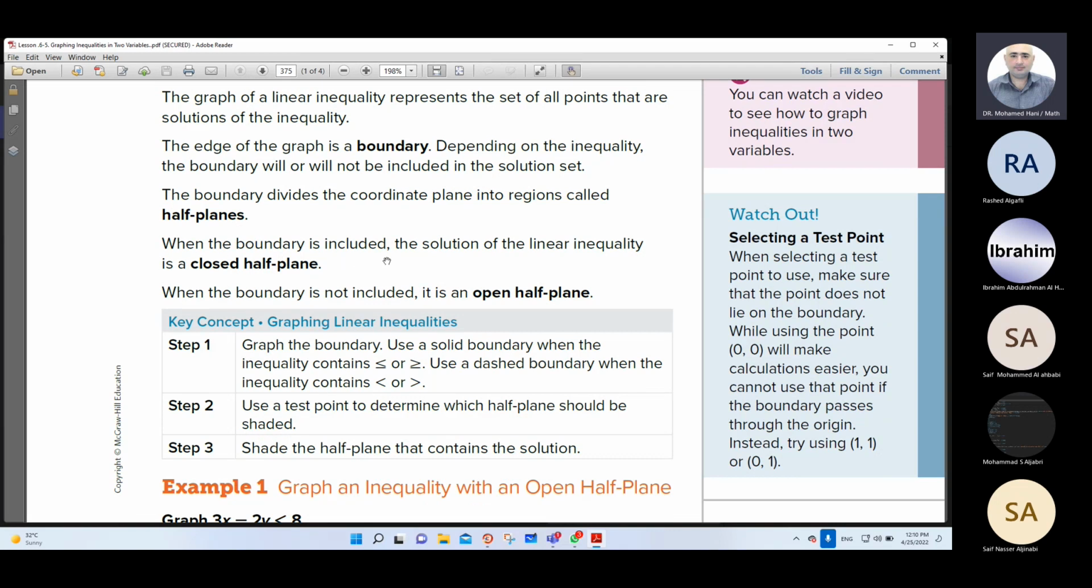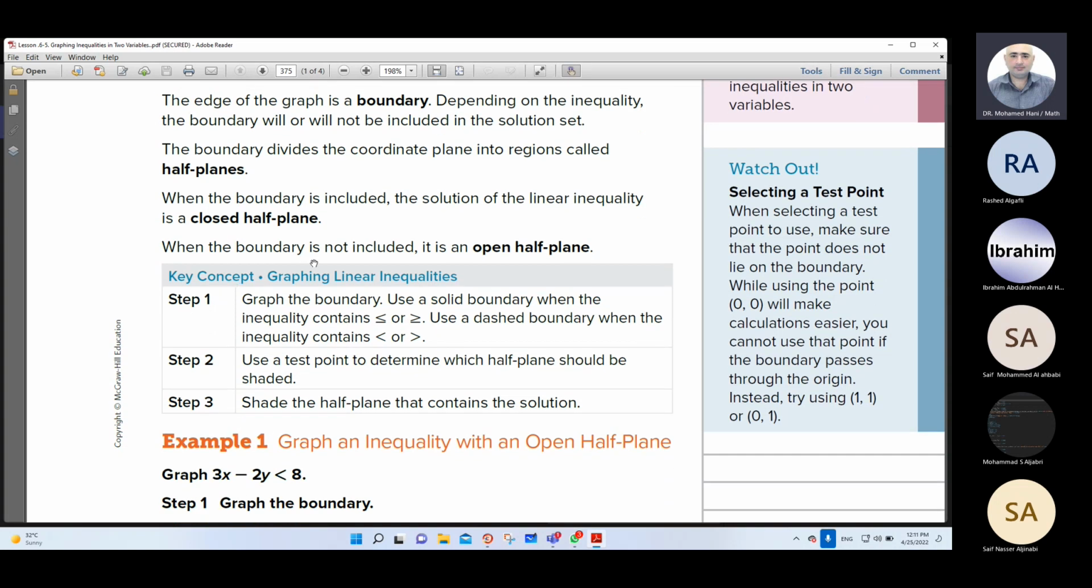And when the boundary is included, the solution of the linear inequality is a closed half plane. When the boundary is not included, it is an open half plane. So when the values are included in the solution, we have a closed half plane, and when the values are not included in the solution, we have what? We have an open half plane.